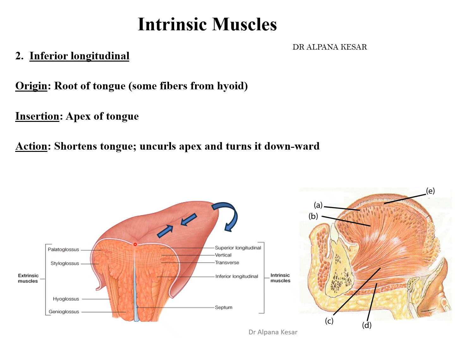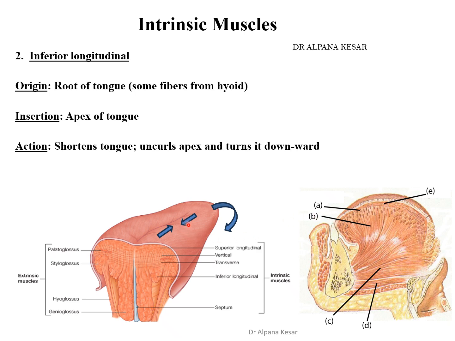Both superior and inferior longitudinal muscles run parallel to each other. Superior longitudinal muscle runs beneath the dorsum of the tongue, while the inferior longitudinal runs beneath the ventral surface of the tongue. The origin of inferior longitudinal is from the root of the tongue, including the hyoid bone. The fibers run forward and get inserted into the apex of the tongue.